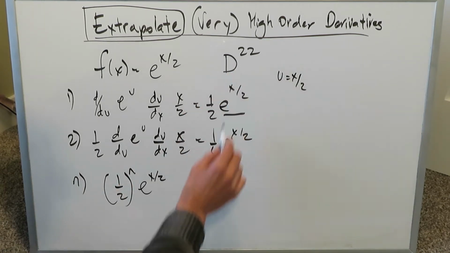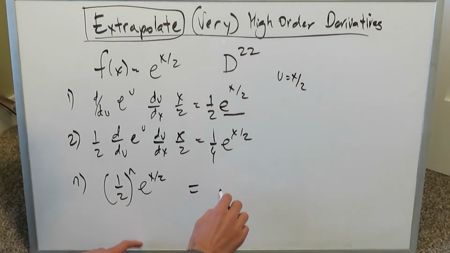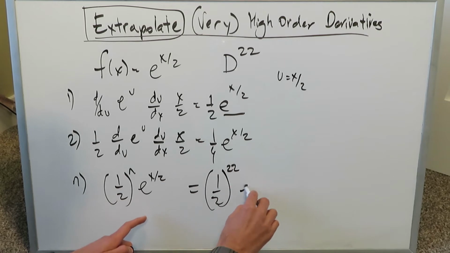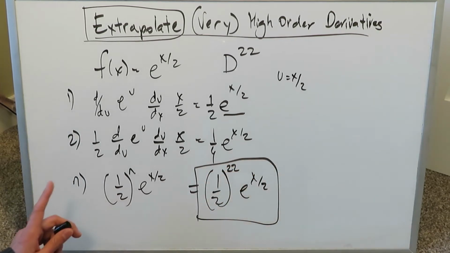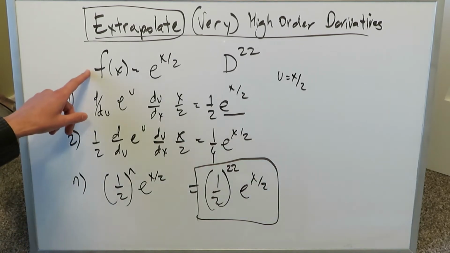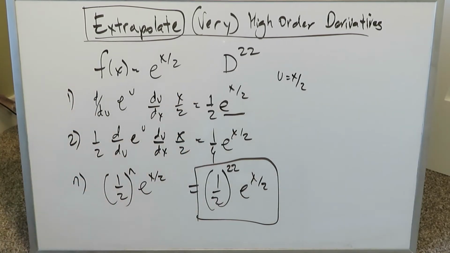So if the nth round is my 22nd round, because I'm looking for the 22nd derivative, my answer might very well be 1 over 2 to the power of 22 e to the x over 2, and this answer here would have been solved and it would be right. This question is easy because after 2 rounds we are able to determine a pattern. The next 2 questions are not so easy. It may take up to 5 rounds to come up with a good discernible pattern, from which then we will do our extrapolation and come up with that high order derivative end result.